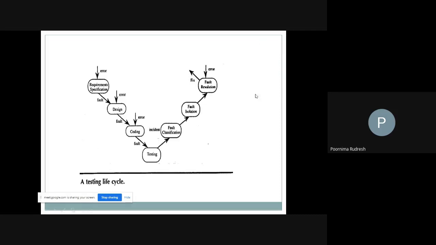And here at the last stage, it is fault resolution. At the fault resolution stage, either the errors may occur once again or we can fix those errors. Both things are possible at fault resolution. But at the first stage, it is called putting the bugs into the system, and here it is getting the bugs out of the system. And at this one, including the error is also possible, and getting out of the error is also possible. So this is about the testing life cycle.